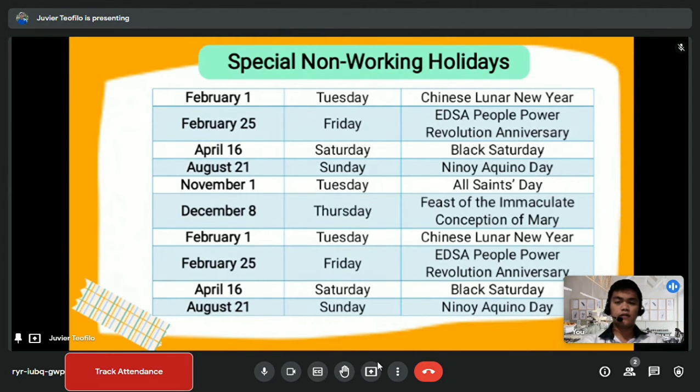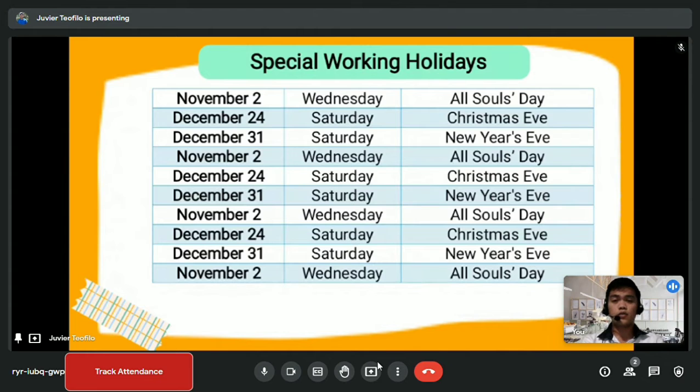And also we have the list of special working holidays. November 2, Wednesday, we have All Souls Day. December 24, Saturday, Christmas Eve. December 31, Saturday, New Year's Eve. So this is the list of special working holidays, and it is also according to our calendar.